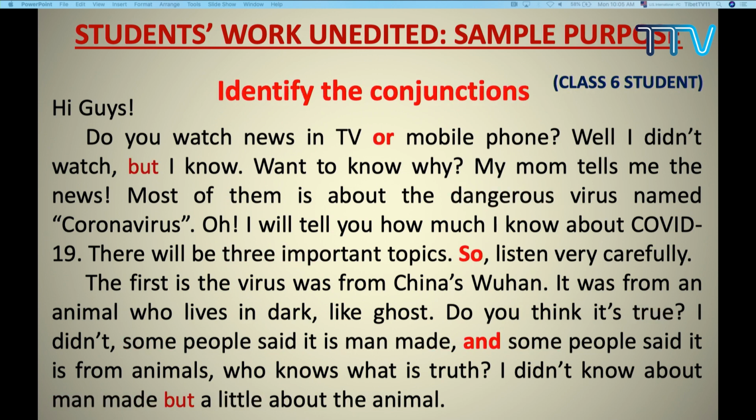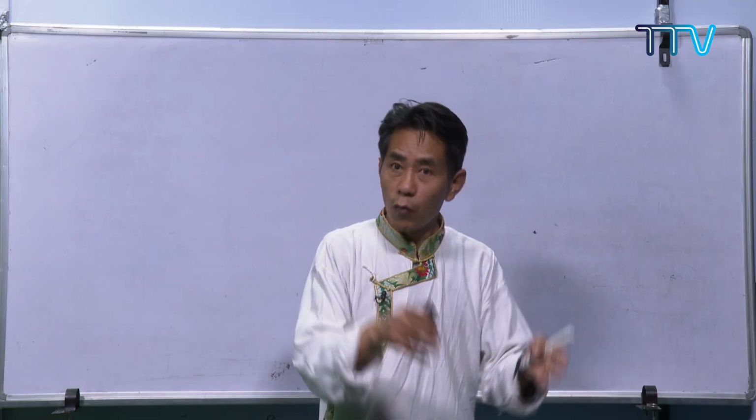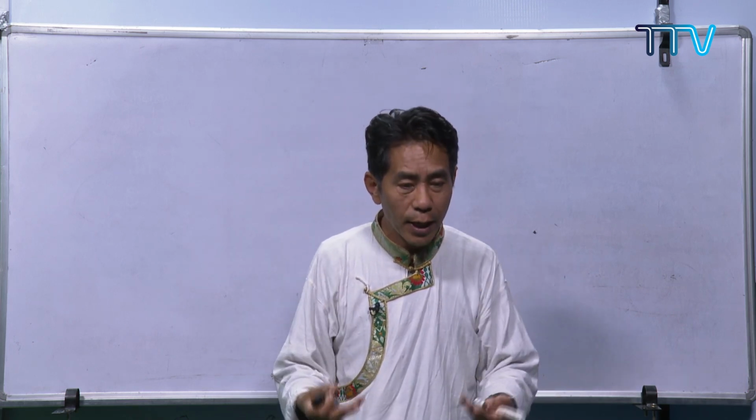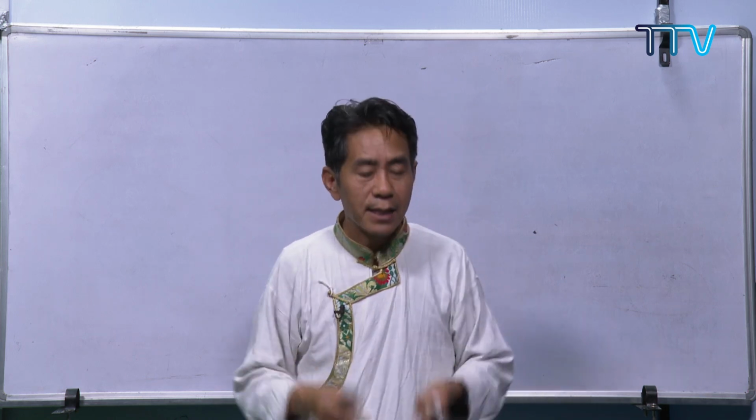Let us talk about the other one. Okay, this is conjunction. So what is a conjunction? A conjunction is a word which joins either a word or a phrase or a sentence. Now when we talk about conjunctions, let us try to see what the conjunctions used by this class 6 student are.